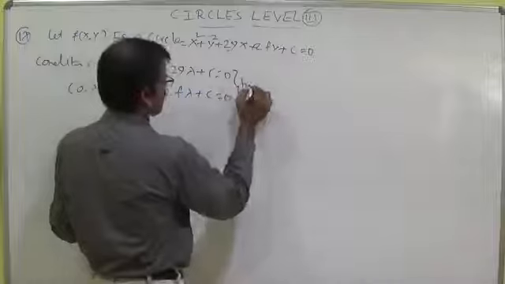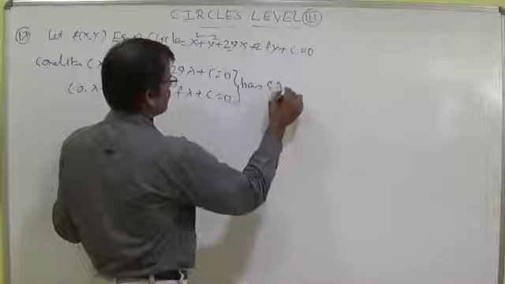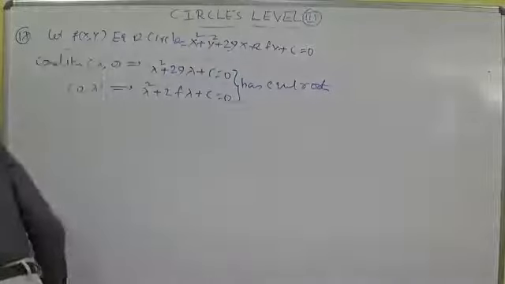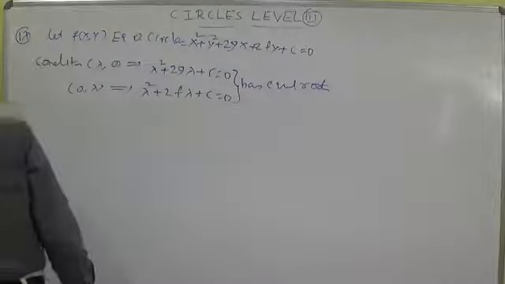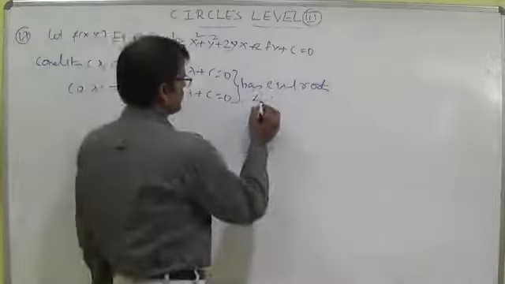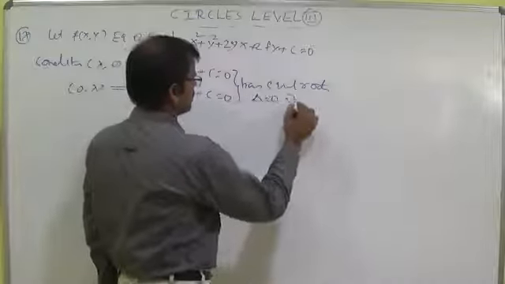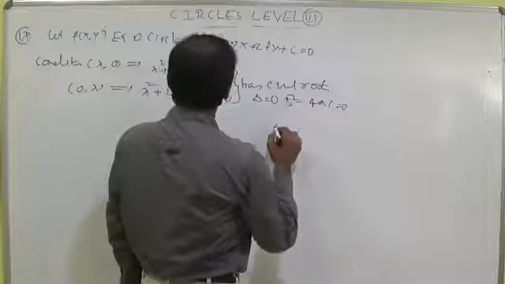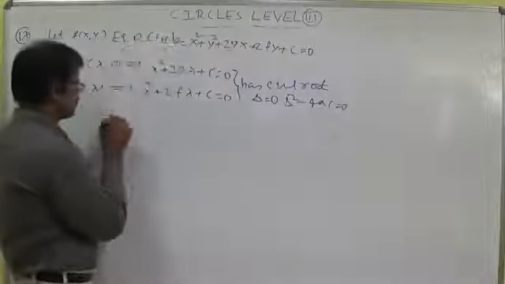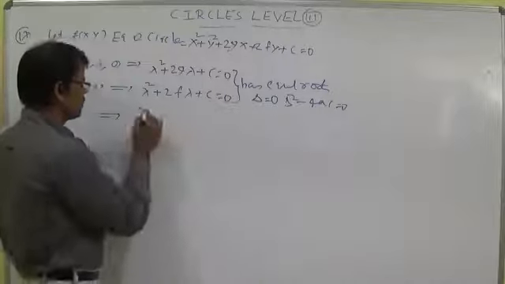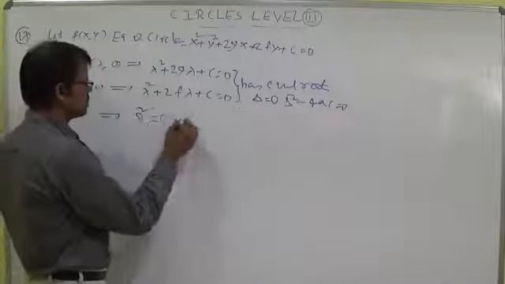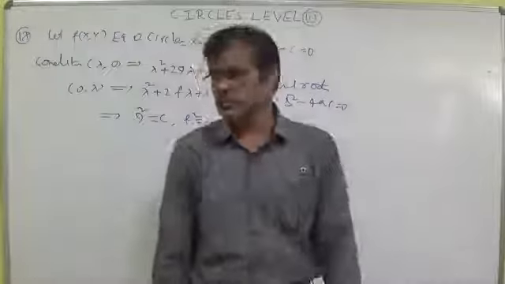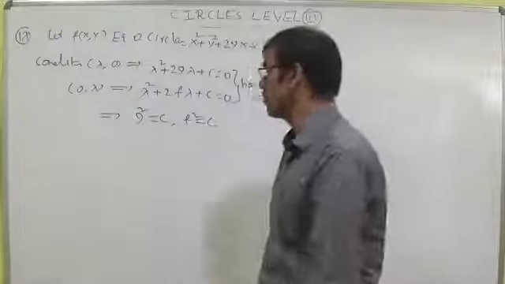Both have equal roots. Given that f(0, lambda) = 0 and f(lambda, 0) = 0 have equal roots, using the discriminant delta equal to 0, that is b square minus 4ac equal to 0, so 4g square minus 4c equal to 0. So g square is equal to c, f square equal to c. It is nothing but the circle touches both axes, which he has given in indirect form.